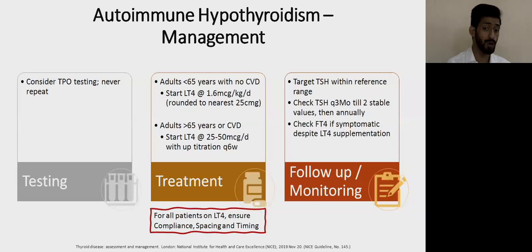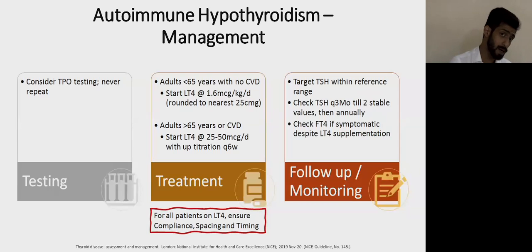But if you have an adult who is more than 65 years or anybody with a history of cardiovascular disease, you always start slow. So there the recommendation is to start at 25 to 50 micrograms per day with up titration every 6 weeks until you reach stable TSH levels. Am I clear? You guys can stop me anytime you want.